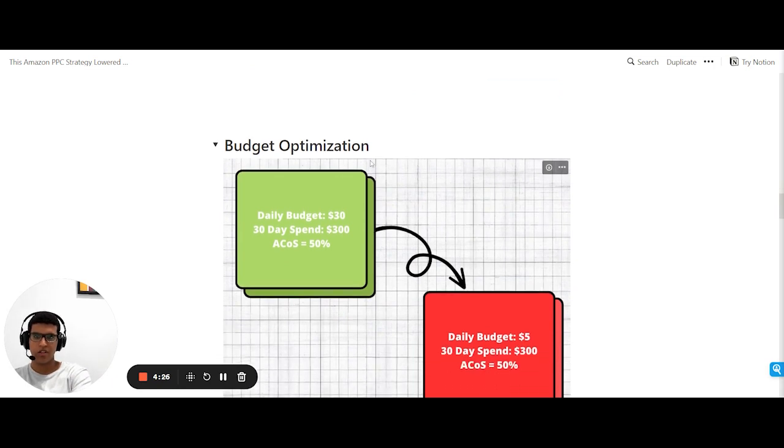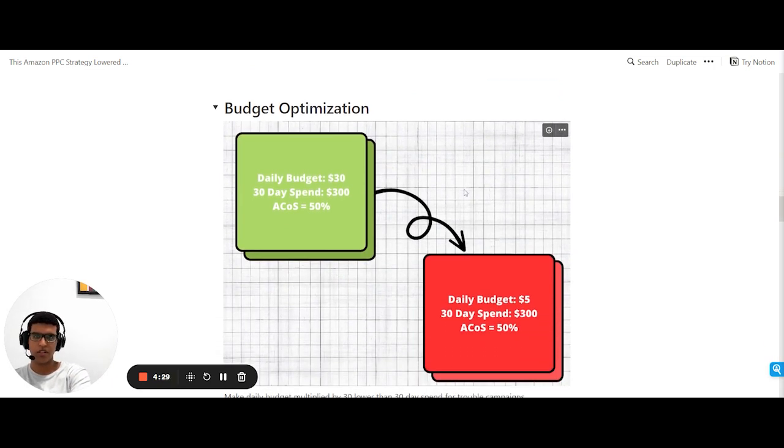Next up, we have budget optimization. This is a bit more of a risky tactic, so I'd usually avoid this unless you have a certain group of campaigns that started doing much worse, or you need to cut back budget anyways. So this is something that you can just do either way.